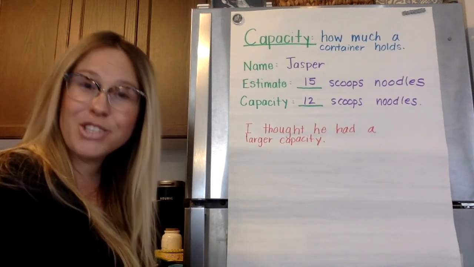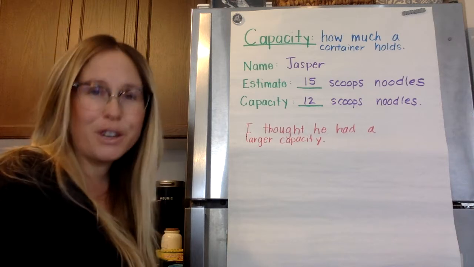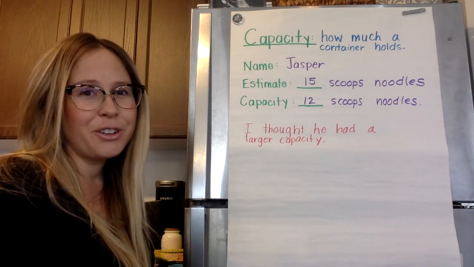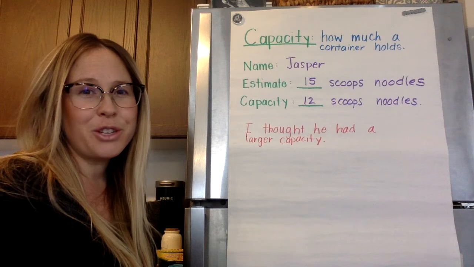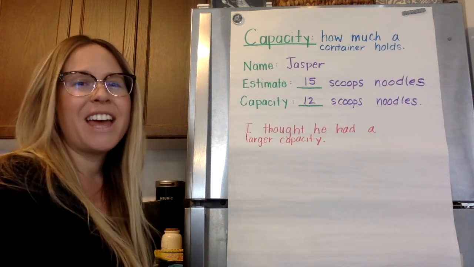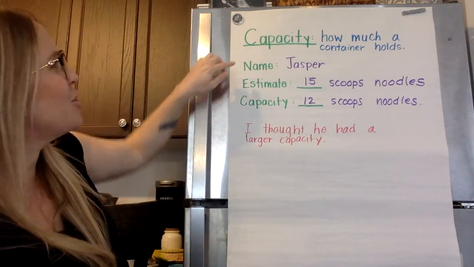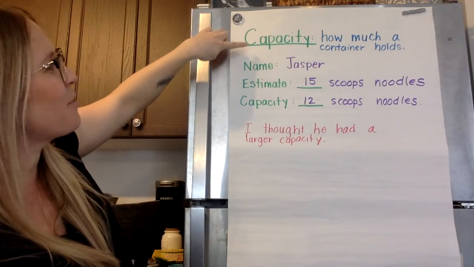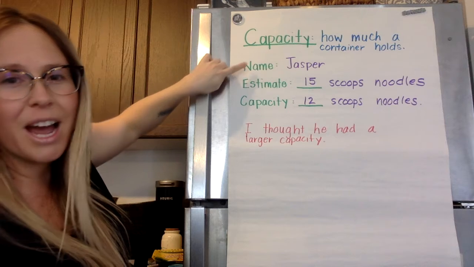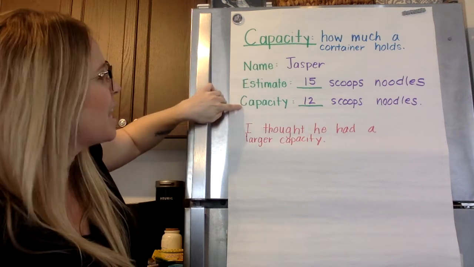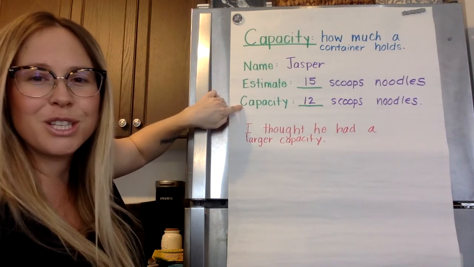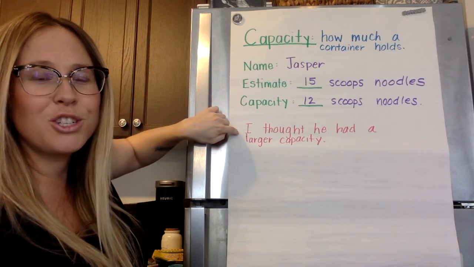Okay, and that's your task for today. So first, go find a container and find something that you can use to measure with, and then create your hungry hound. Once you've got that hungry hound made, you need to write capacity in the definition, the name of your hungry hound, your estimate, measure the capacity using a spoon, and then tell me, what did you learn?